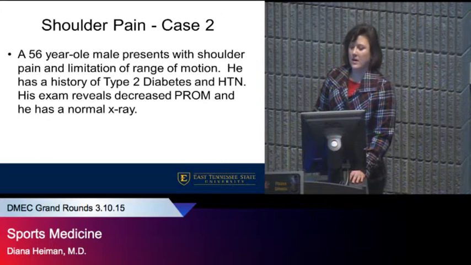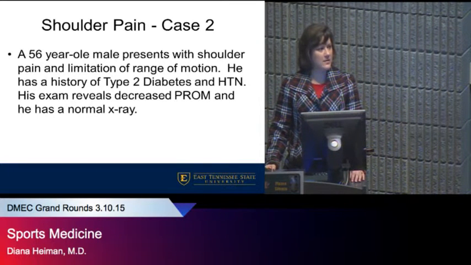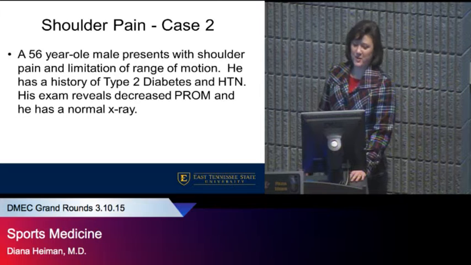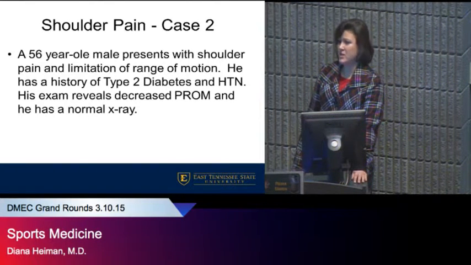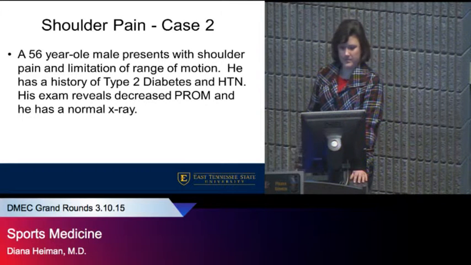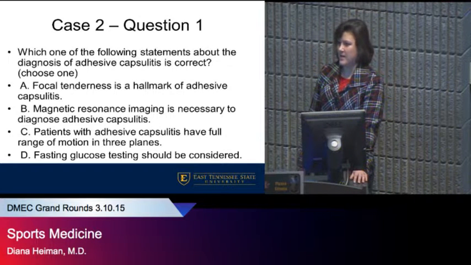All right. Shoulder pain. So I'm sure you guys have seen 56-year-old diabetics in your office and in the hospital. So a 56-year-old male presents with shoulder pain and limitation of range of motion. He has a history of type 2 diabetes and hypertension. His exam reveals decreased passive range of motion, and he has a normal x-ray. So question number 1, which of the following statements about the diagnosis of adhesive capsulitis is correct?